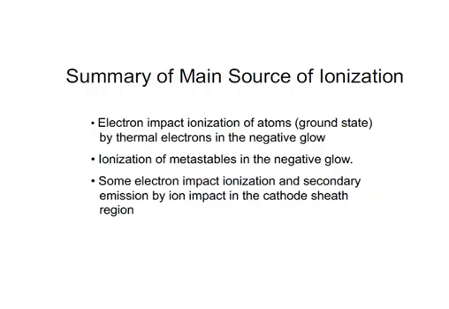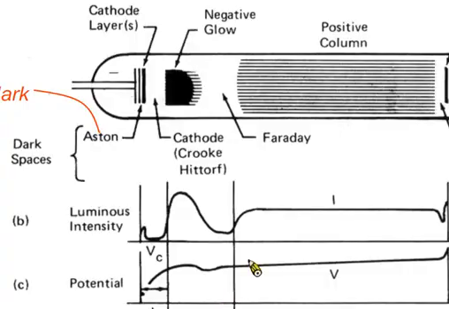So there are several processes. The most important part is inside the negative glow. And then some of the ionization is caused by electron impact ionization. Ion impact on the cathode surface causes the secondary electron emission.